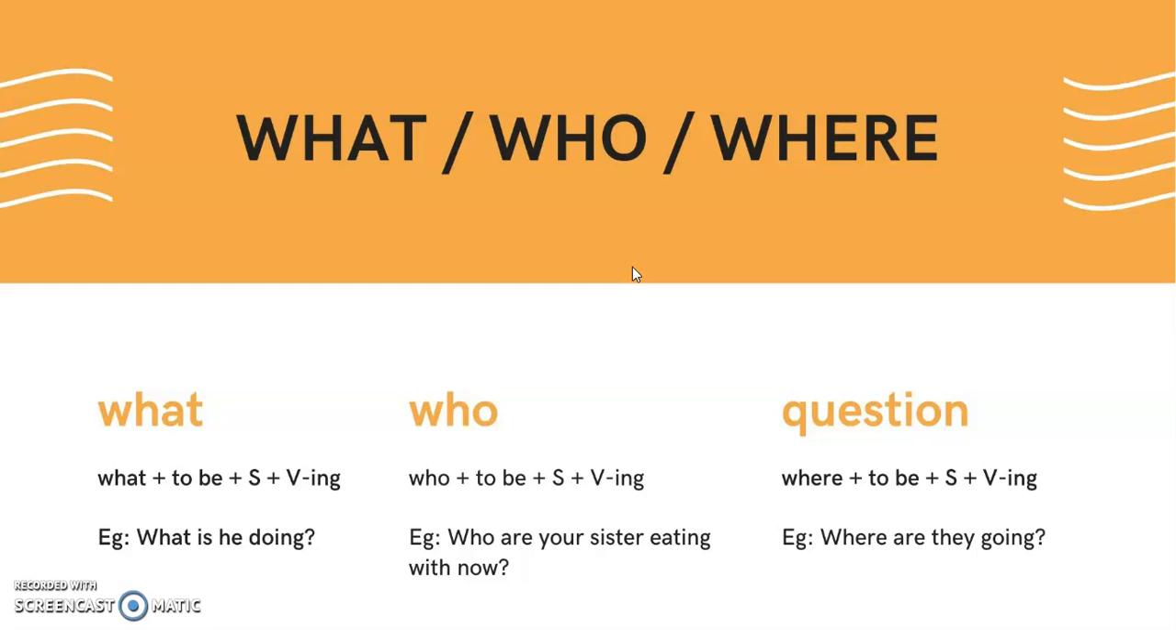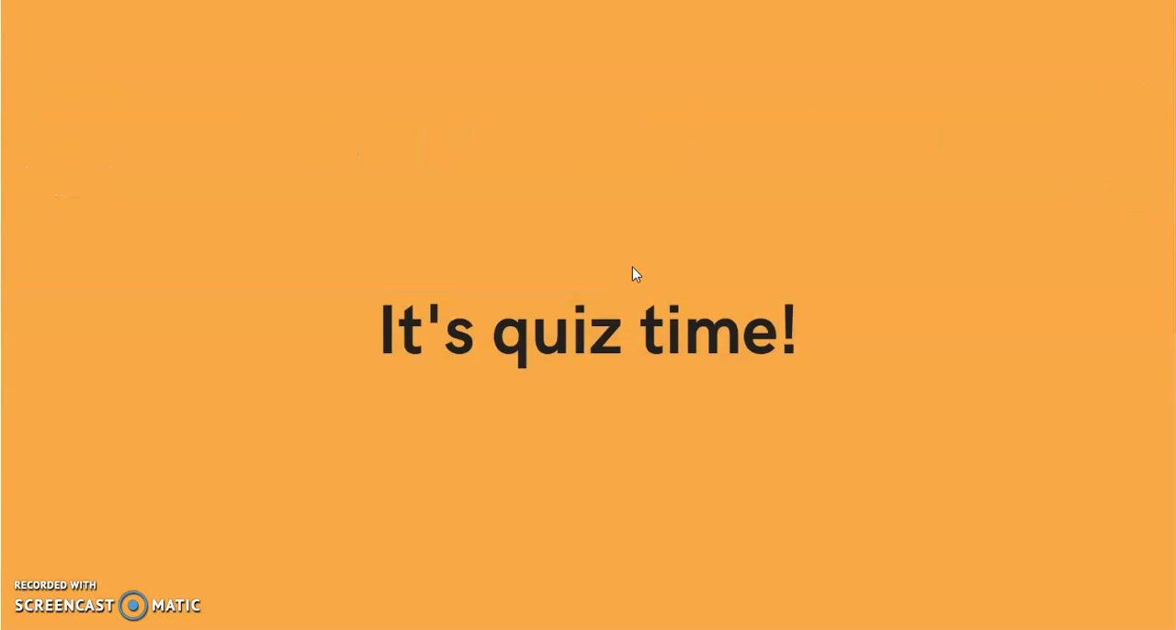For example, what is he doing? And then who are your sister, and so on. And then where are they going? So the question words and then the to be.